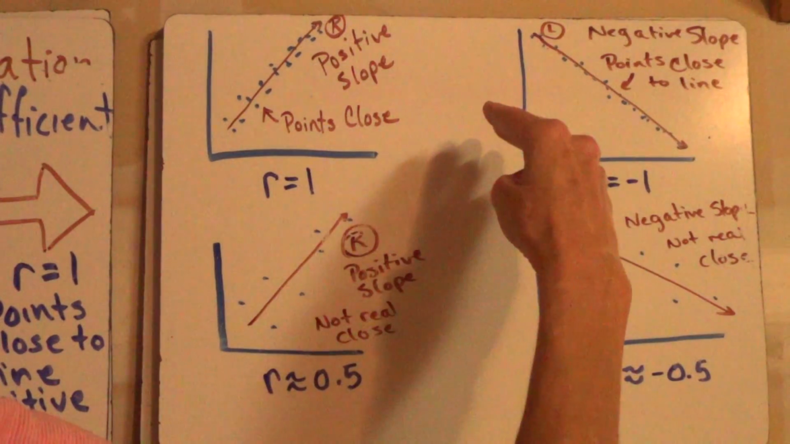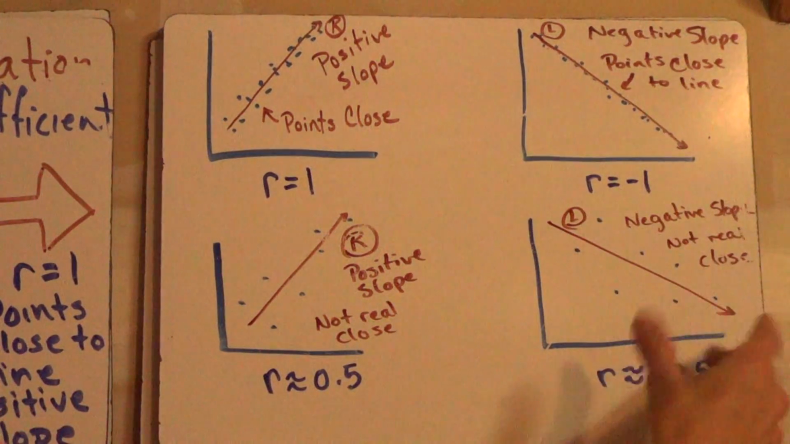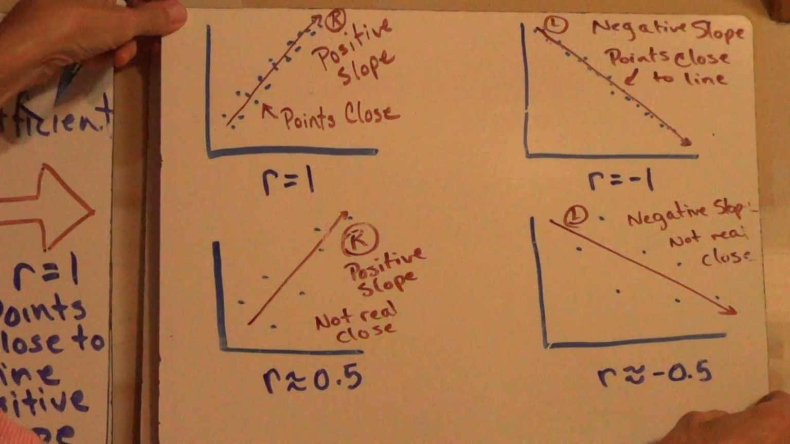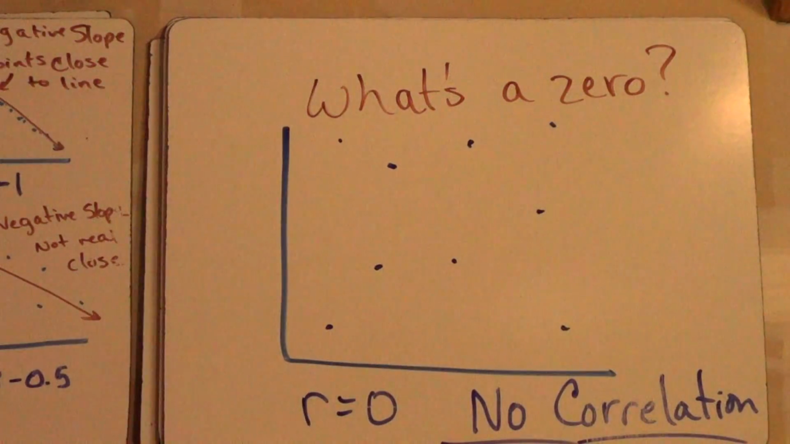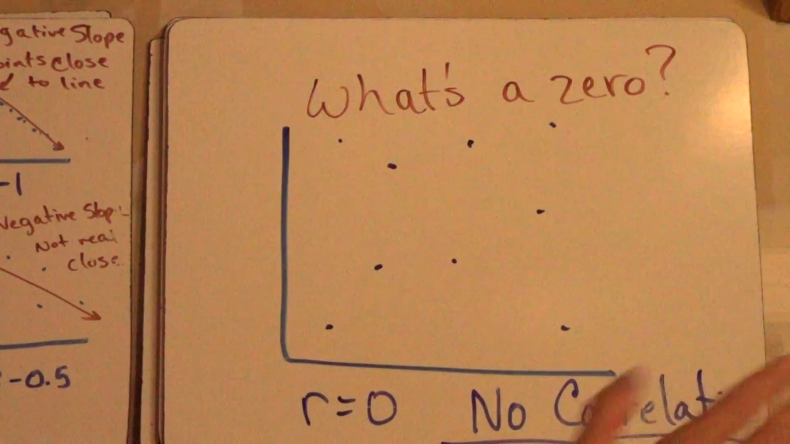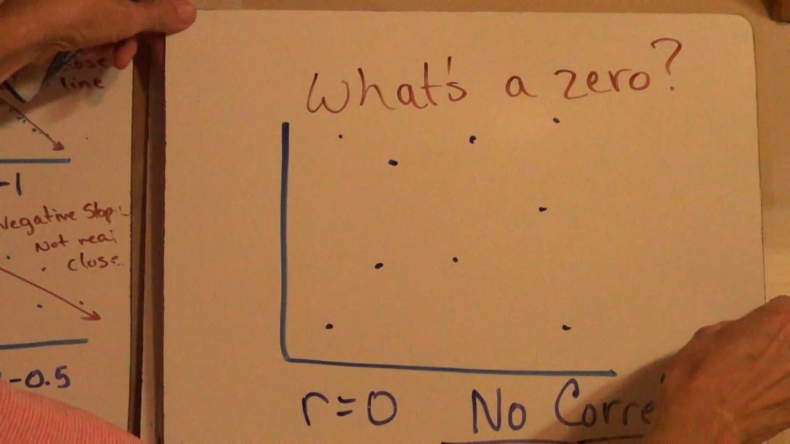When it's going up to the left and they're not real close, it would be close to a -0.5. Okay? What's a 0? No correlation at all. The points are everywhere. You couldn't even fit a line to it.